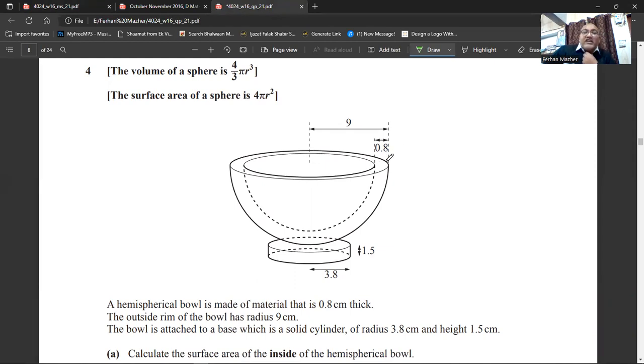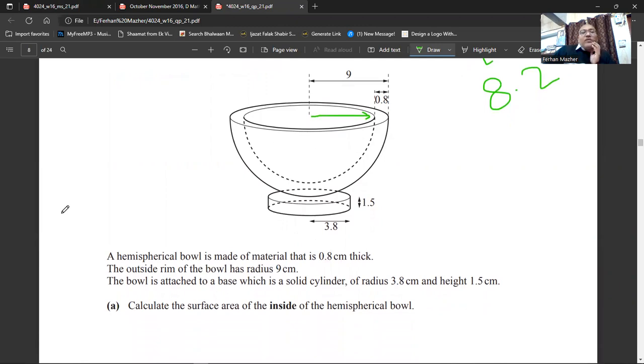The external radius of this hemisphere is 9. So very easily I can tell the internal radius also. The internal radius will be 9 minus 0.8. And I think it will be 8.2, I think millimeter or centimeter, yeah.